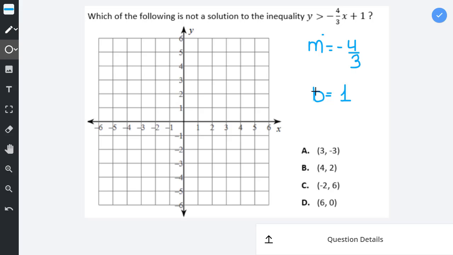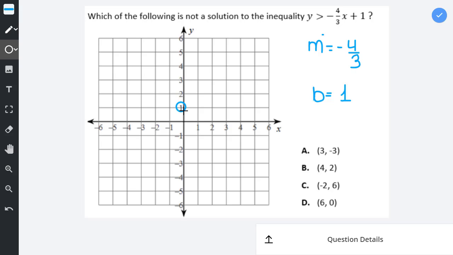Once we've done that, we're going to look at the inequality sign, and we see that the inequality sign is greater than and does not have a dash underneath. So that means we are going to have empty points with dash lines. So let's go ahead and click on circle, and let's start at b equals 1.